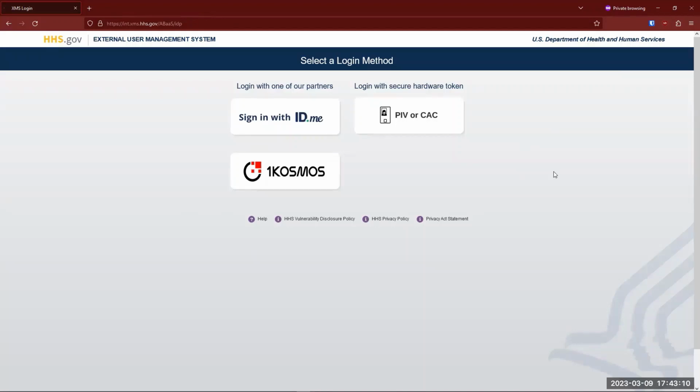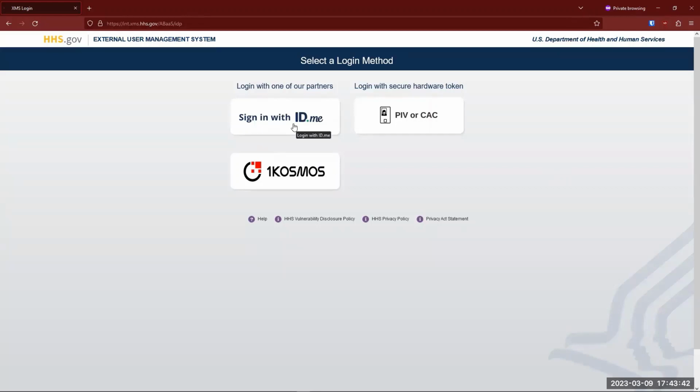HHS XMS is an identity federation platform that allows integrated relying parties to define an external user authentication user experience that aligns with their particular application's requirements and security risk profile. XMS offers several authentication mechanisms, including a catalog of integrated credential service providers servicing multi-factor authentication use cases, as well as native authentication of hardware-based credentials, such as federally issued PIV and CAC cards or FIDO tokens.